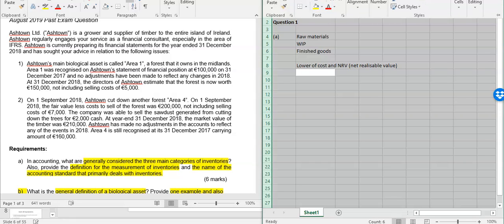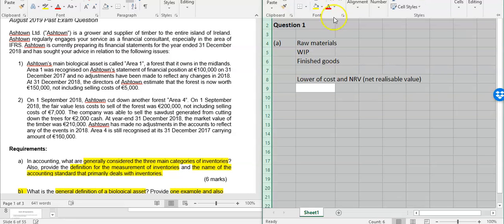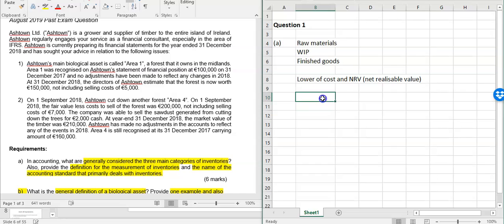So you have to figure out what the cost was, and then you have to figure out, well, what can I sell it for today, which is your NRV. And of course, the accounting standard, IAS 2 inventories.